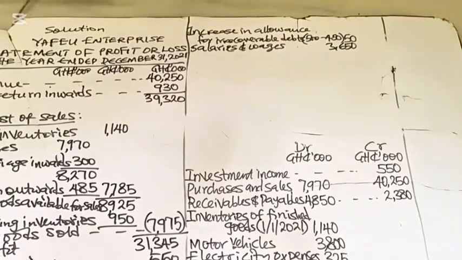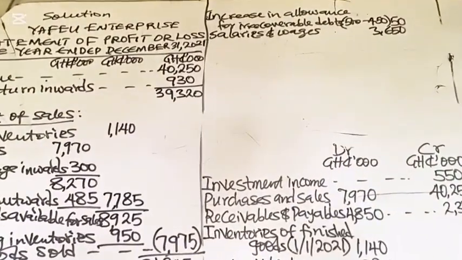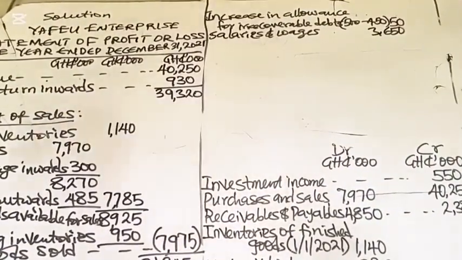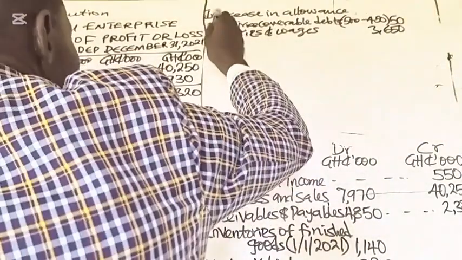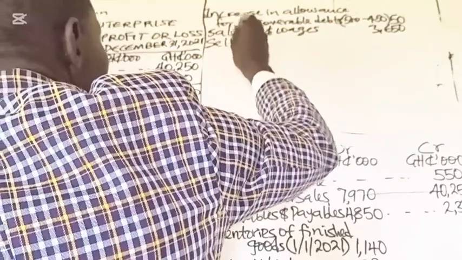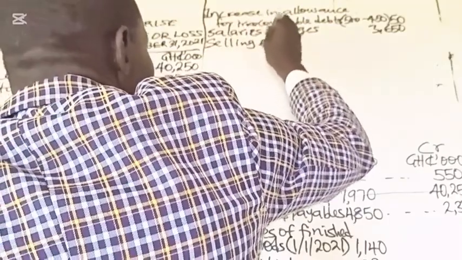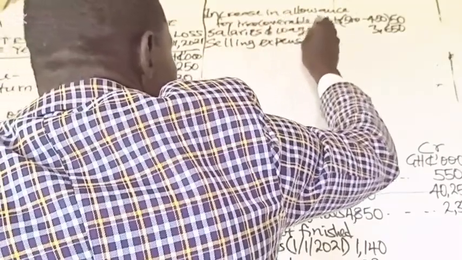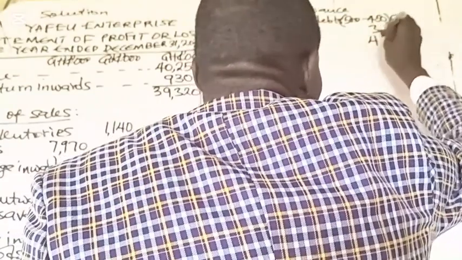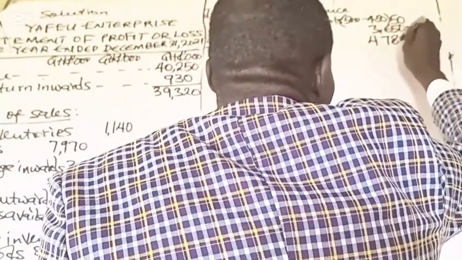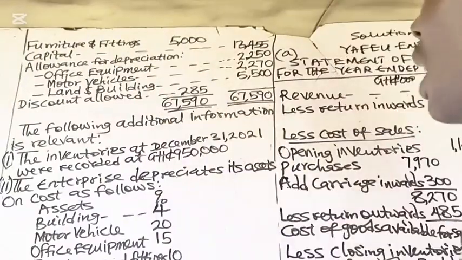So we want to record that selling expenses. Selling expenses that amounted to 4,785. Furniture and fittings, an asset.